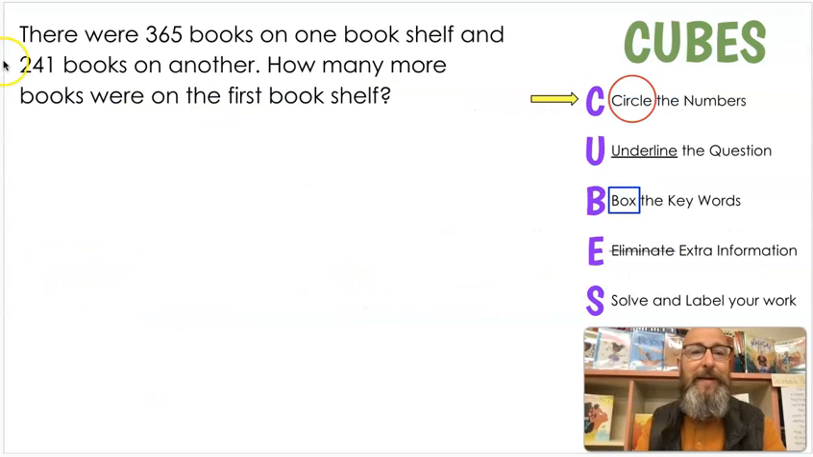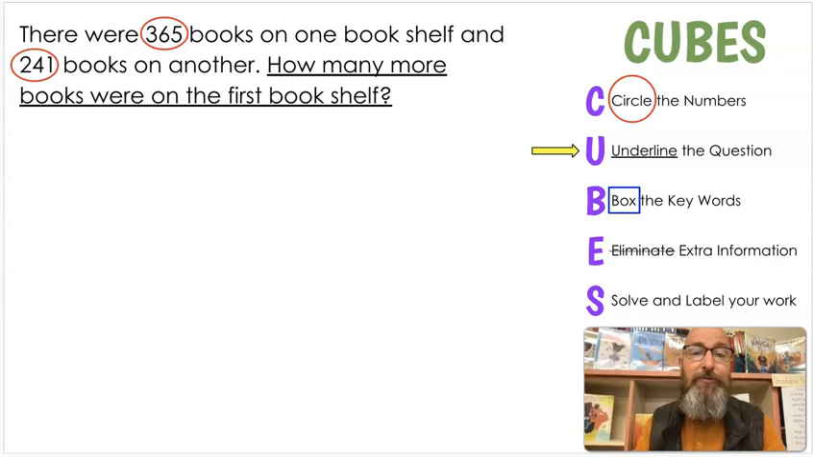Read our first problem with me. There were 365 books on one bookshelf and 241 books on another. How many more books were on the first bookshelf? Step 1, of course, is circle the numbers. And what are the numbers? That's right, 365 and 241. What's our next step? Underline the question. And what is the question? How many more books were on the first bookshelf?